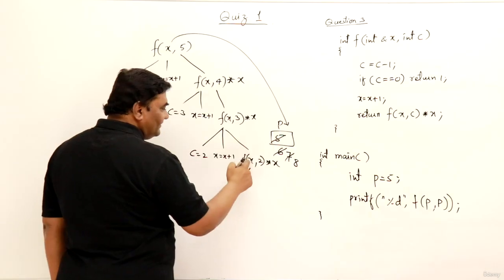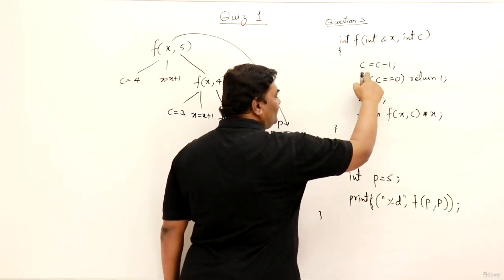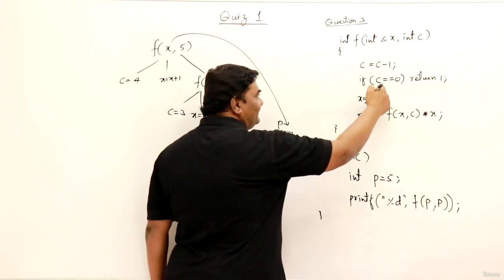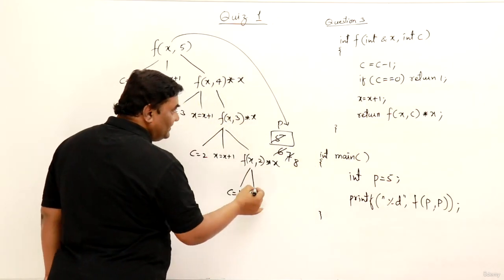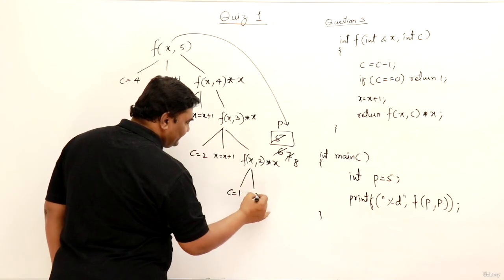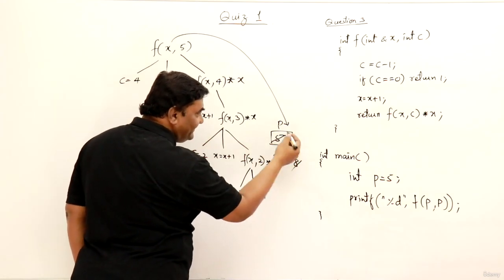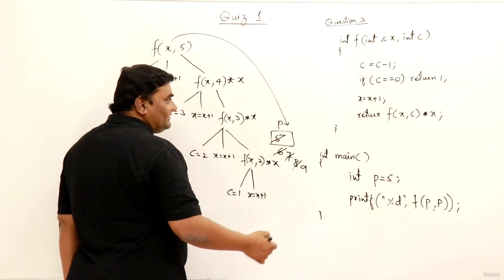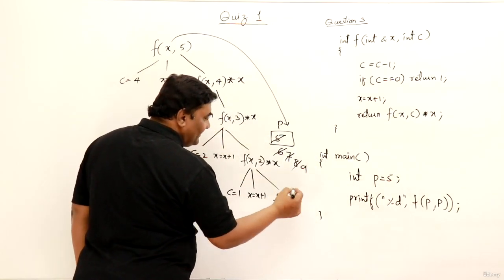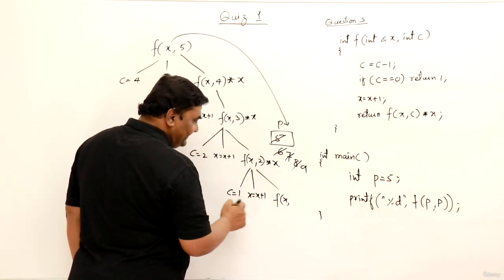Then again call. So x comma 2, c assign 2 minus 1. So c becomes how much? 1. C, is it equal to 0? No, not 0. Then enter inside x assign x plus 1. So x becomes how much? X assign x plus 1. So this x is nothing but p only, right? You remember? 9. Then again call itself by passing f, and that is x comma c is how much?